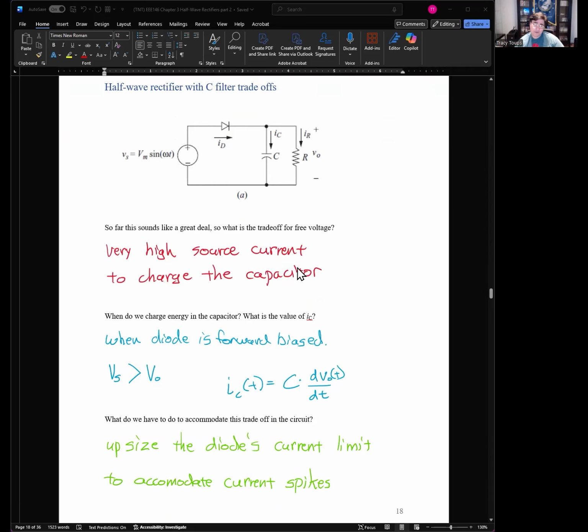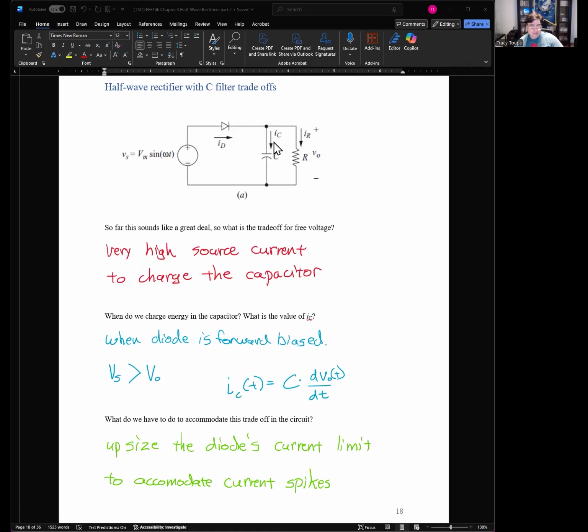Now, what's the trade-off? You've got to remember, every time we play with capacitors, they can be pretty dangerous. They've got some pretty big trade-offs. We've got to make sure we design correctly. So far, this sounds like a great deal. So why wouldn't we just put a capacitor everywhere? What's the trade-off for this quote-unquote free voltage? Because we are pretty much getting free voltage, right?